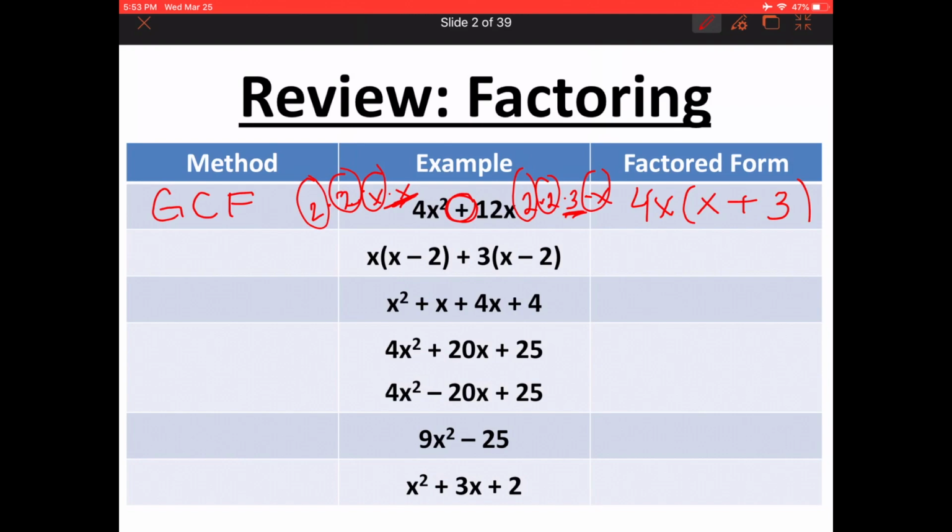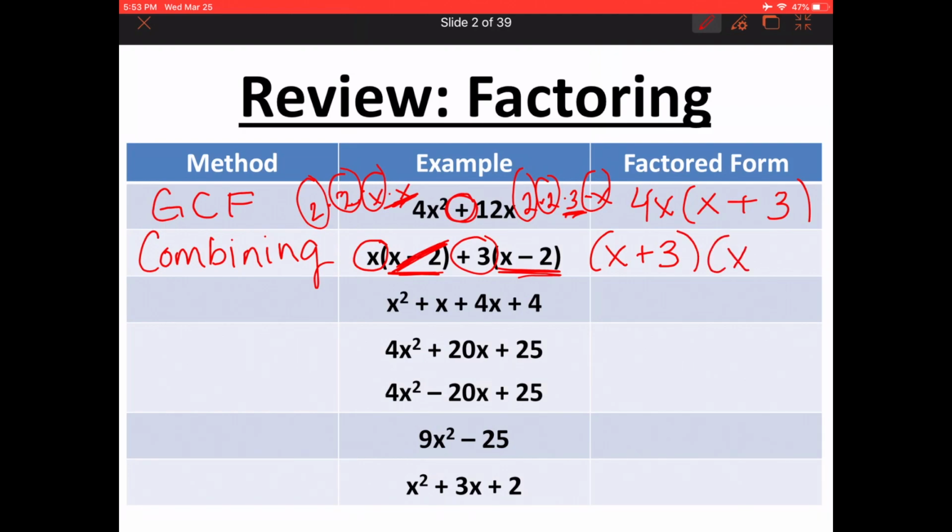The second method that we talked about in chapter 9 is called combining. And as you notice here in combining, we have 2 factors that are completely identical, x minus 2, x minus 2. Everything has to be the same about them, even that minus. So in combining, what we do is we cross out one of those factors. So I'm going to cross out this first x minus 2. And the reason that it's called combining is because I combine what is left over. So I combine that x plus 3. I leave my other x minus 2. And there is my factored form.